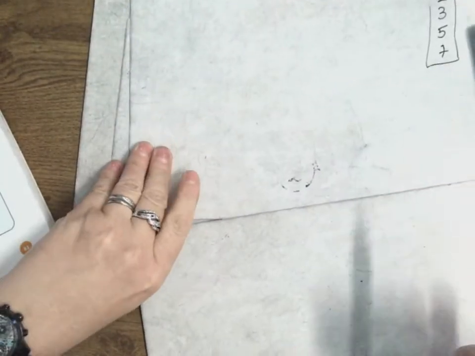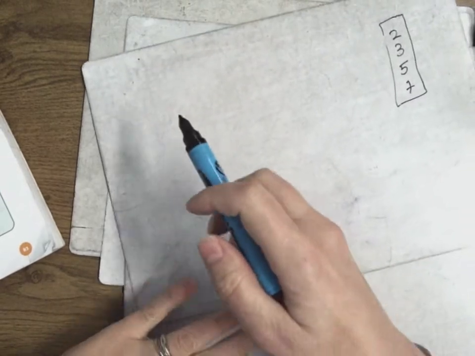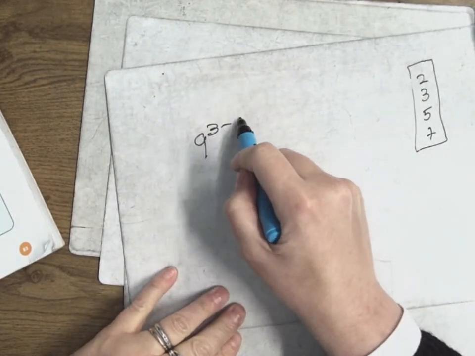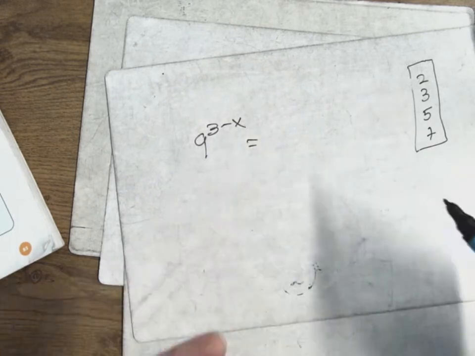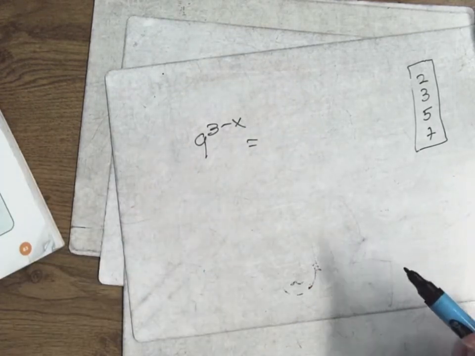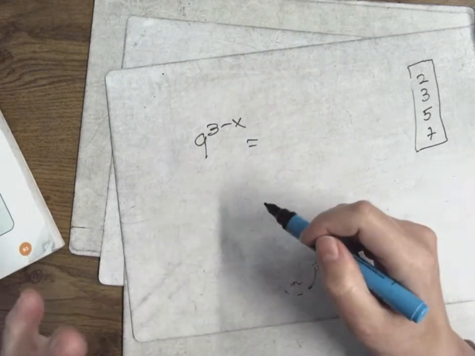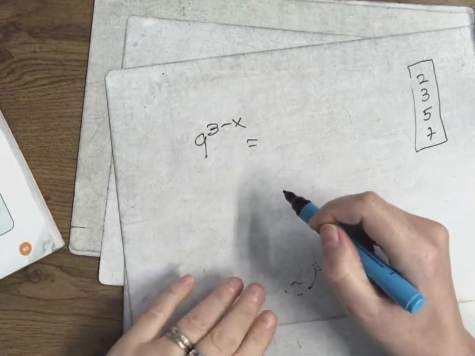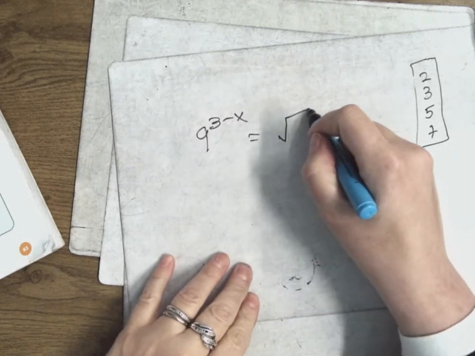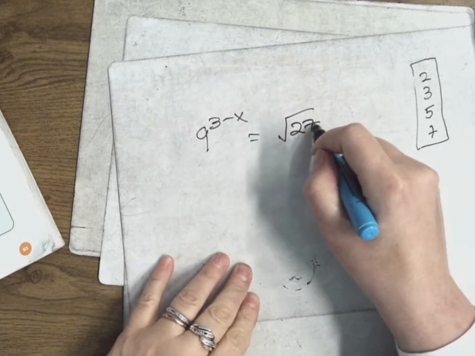Okay, so I go with 9 to the power of 3 minus x. Now I'm doing the hardest ones possible here. So the one on the exam, I don't know, I didn't look at it in depth, I don't want to tell you, but it mightn't be as hard as this. It also might be. I don't know.